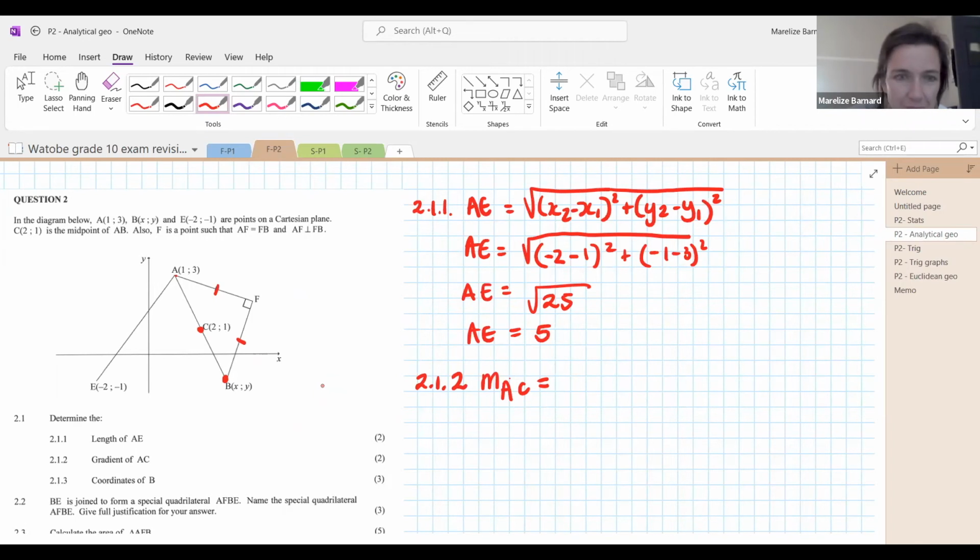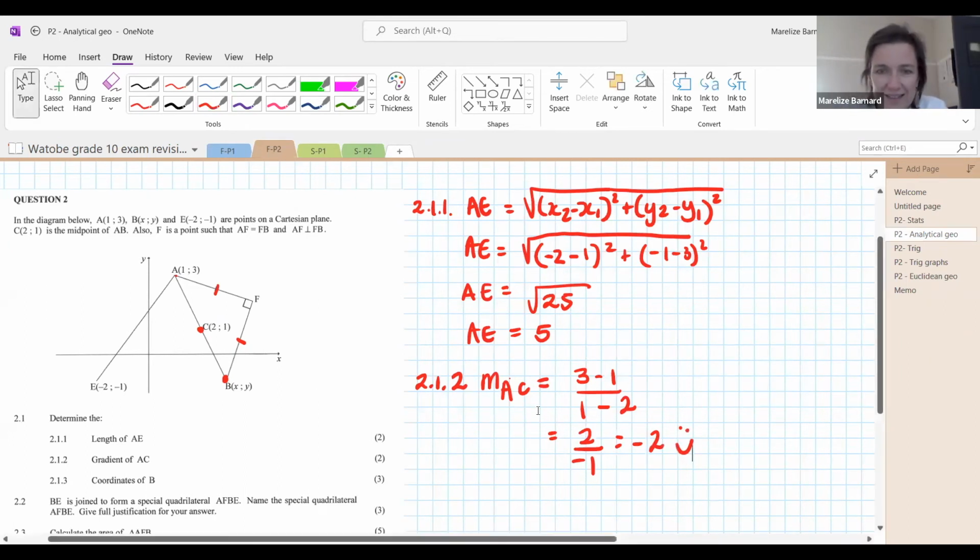Let's see. Change in y over change in x for AC. So we go 3 minus 1 or 1 minus 3, whichever way you prefer, as long as your x's follow the same order. 1 minus 2. Here we go. And Saku says minus 2. Timologos says minus 2 as well. So let's see what's happening. 2 over minus 1 gives us minus 2. Yay, well done, everyone. Good stuff.